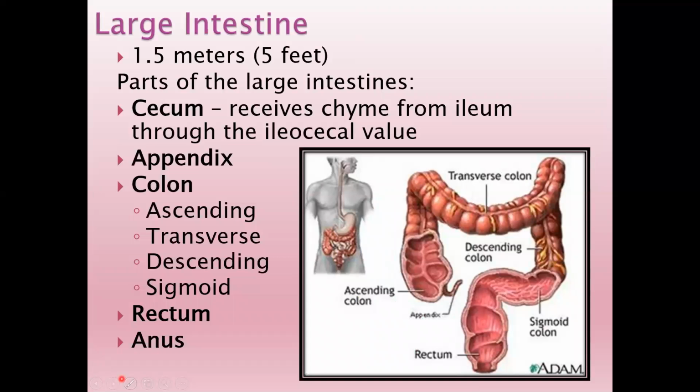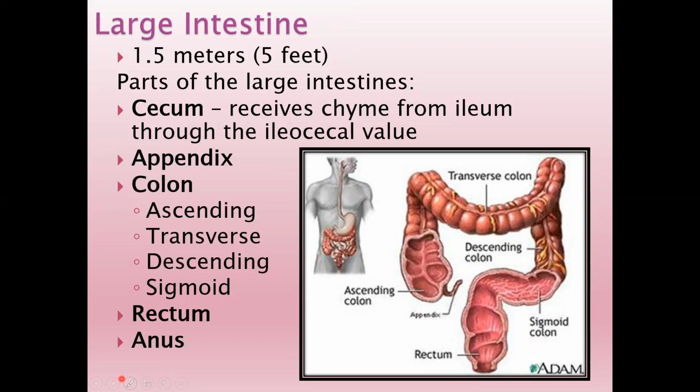Okay, let's talk about the large intestines. So the large intestines is where feces is formed. The chyme is massaged and water is absorbed. So the small intestine is really charged with the task of breaking down the digestion and absorbing nutrients. The large intestine really is charged with water absorption and electrolyte reabsorption, so we don't lose any electrolytes, and we don't lose any critical water. It's about 1.5 meters long, or 5 feet.